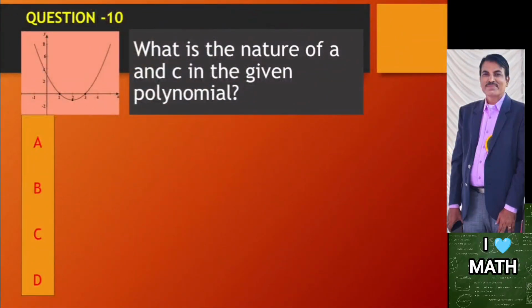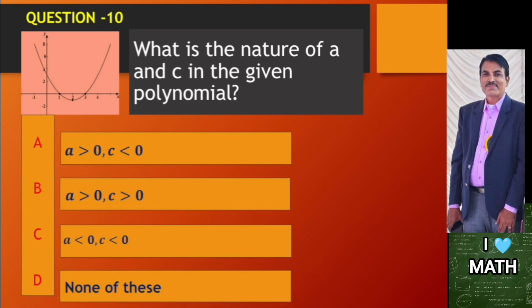Question number 10 is, what is the nature of A and C in the given polynomial? The four options are like A greater than 0, C less than 0, A and C both are greater than 0, A and C both are less than 0, none of this.